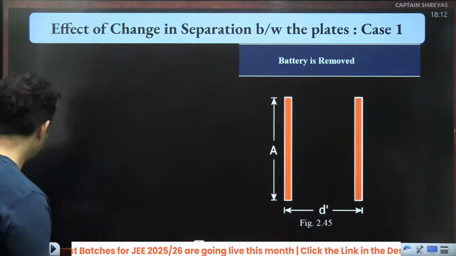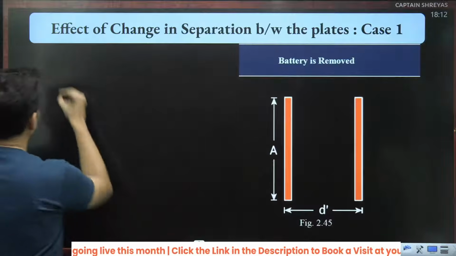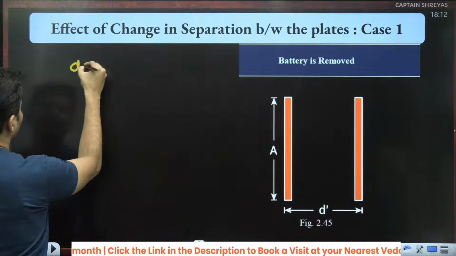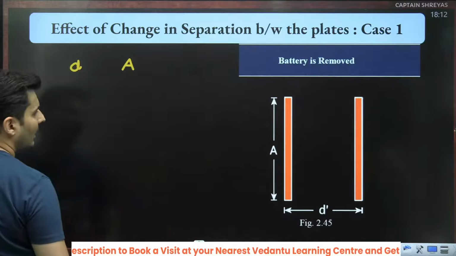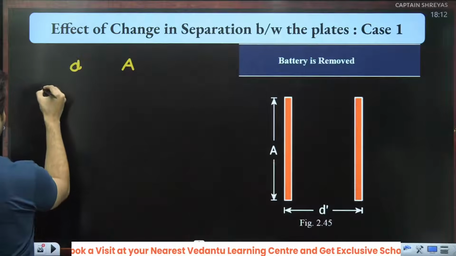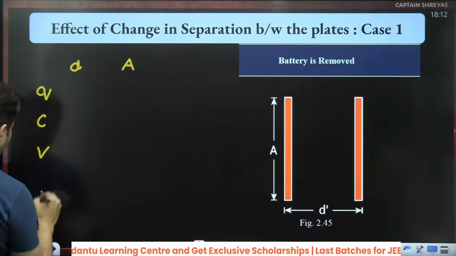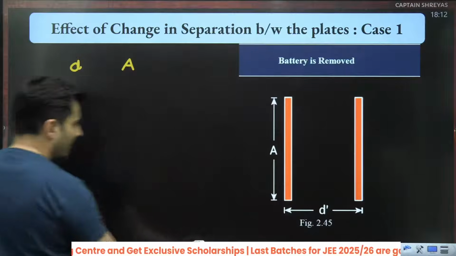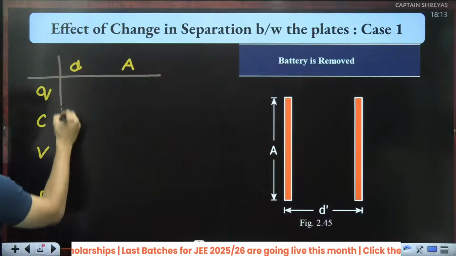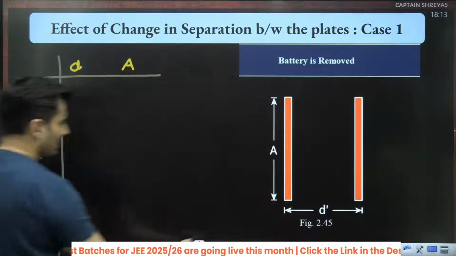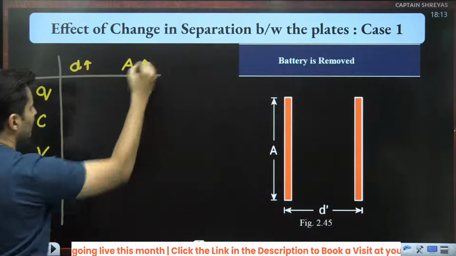Okay. All right. So let's take both the cases: battery connected, battery removed. Say, for example, the distance between the plates is changed, then the area is changed. I will see what happens to the charge, the capacitance, the voltage, and the electric field. Okay, let's have a look, guys. Let's see what happens in either of the cases. So the distance between the plates is increased, and the area of the plates is increased.